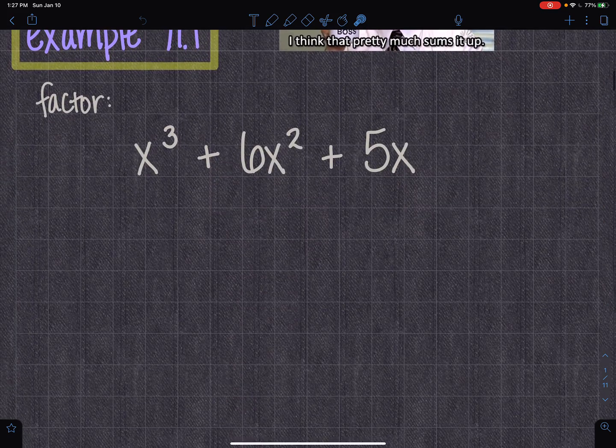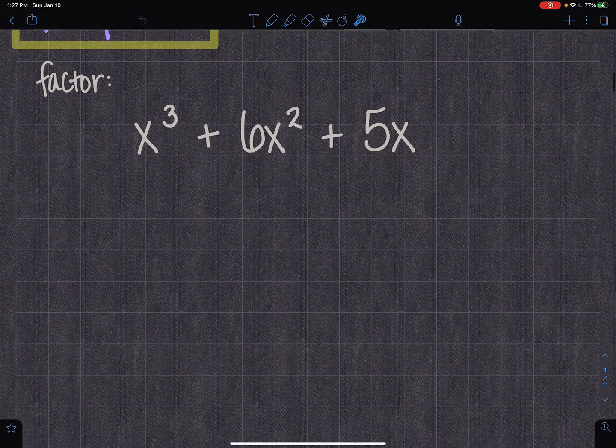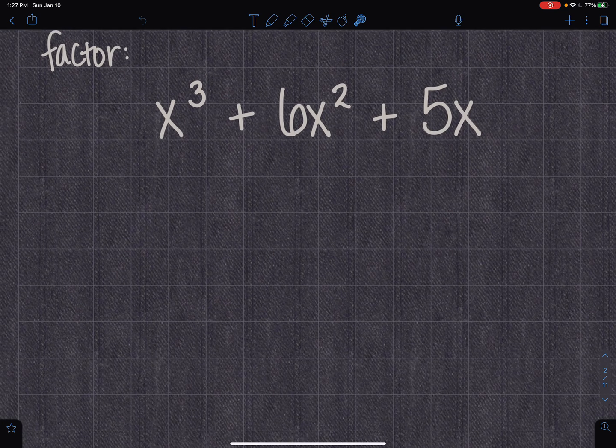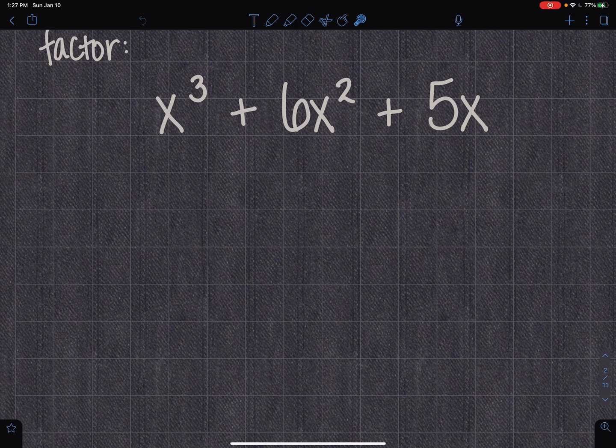Alrighty, here we go. Example 71.1. The best way to explain it is to just jump right into an example. And the example is this. If they wanted us to factor this, it would be a little bit confusing because here we have an x cubed. So this is not exactly a quadratic equation. Remember, quadratic means the highest power we have is a 2 because that makes a square.